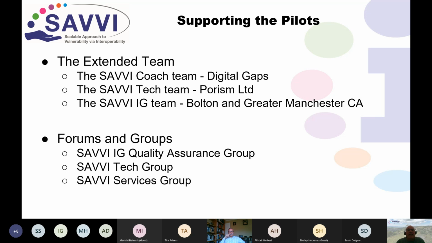So within those forums, we already have an information governance group. We call it the Information Governance Quality Assurance Group, and that's where a number of IG leads from other councils have already come forward and said that they want to join us in a SAVVI group, to just explore and unpack how information governance plays around this whole vulnerability data reuse story that we're trying to do. So we're very grateful that 7 or 8 councils have already come forward and want to be a part of that group.